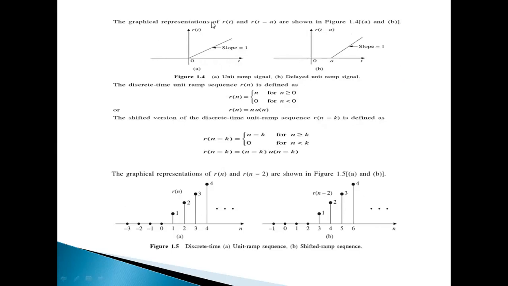Continuous time function, the graphical representation of R of t and R of t minus A. The first one is R of t. As t increases, R of t also increases, giving the slope. Correspondingly it increases. It is a linear function. The ramp is a linear signal.